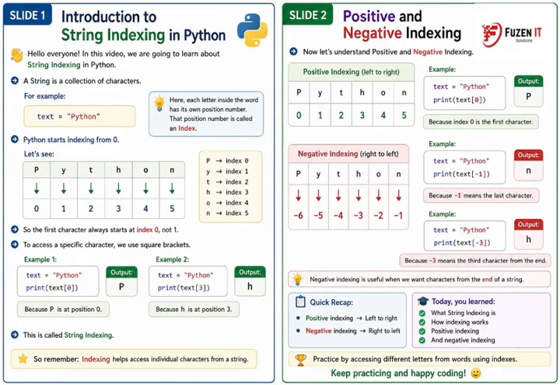Negative indexing is useful when we want characters from the end of the string. Positive indexing is from left to right and negative indexing is from right to left. You can remember this easily.